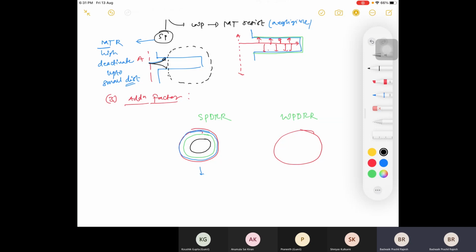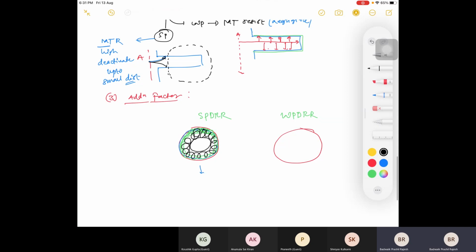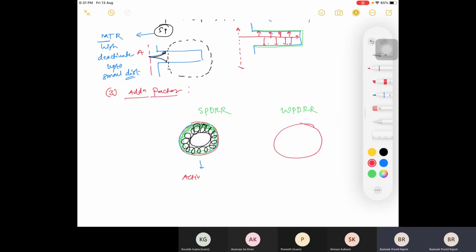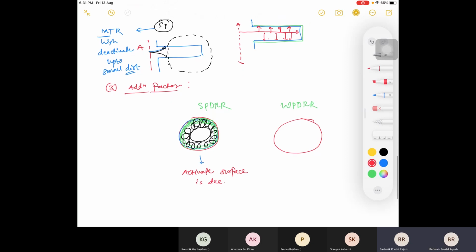What I'm drawing here is your surface. Initially the red surface was the active surface. Now that active surface has decreased to the blue one, then it decreases to the green one. So this is your deactivated surface now. After some time, this entire region will be your deactivated surface. So you can see your active surface is decreasing, radially I can say.